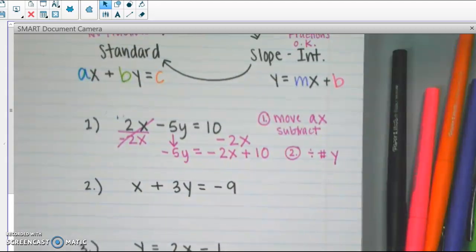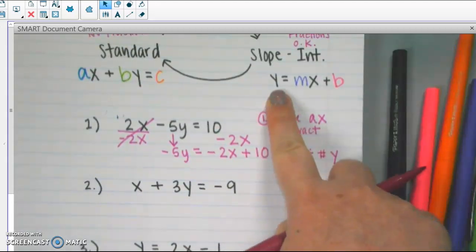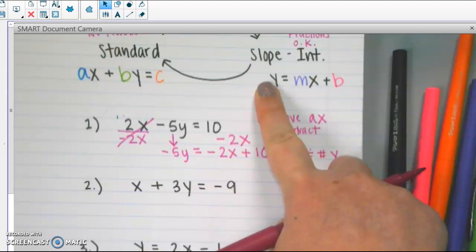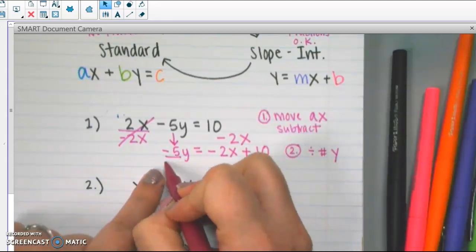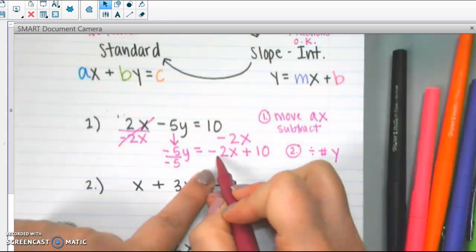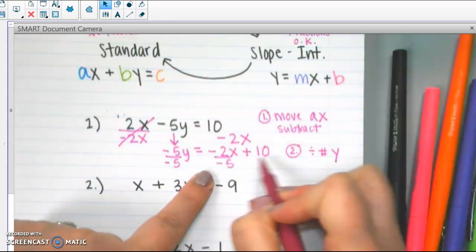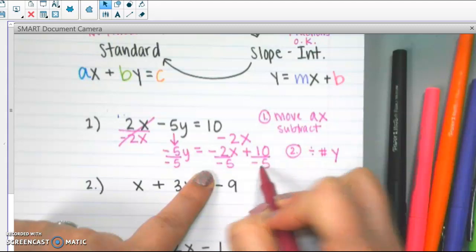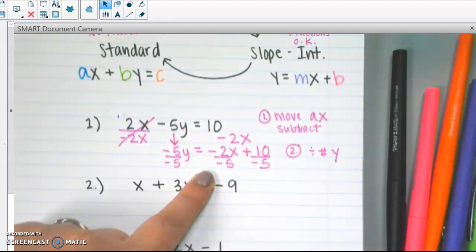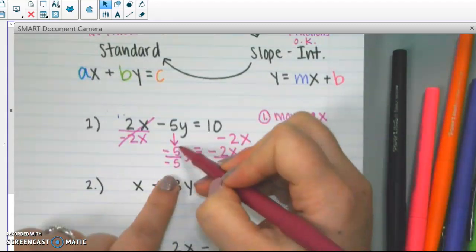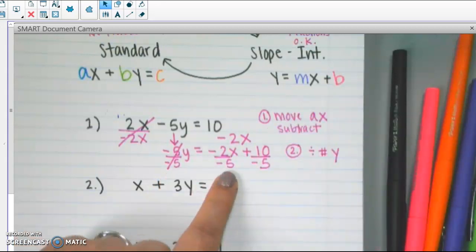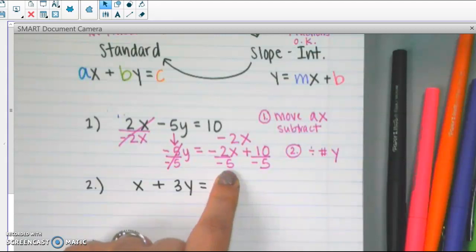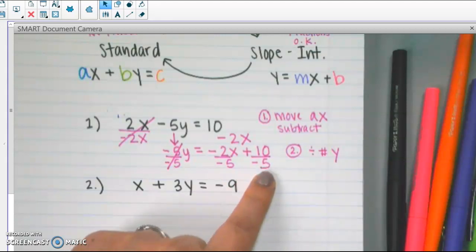Because we need y by itself, right? And in y equals mx plus b, there's nothing in front of the y. It's just y. So we need to get rid of this negative 5, and we're going to divide. And we're going to divide everything by negative 5, all 3. So it's going to cancel over there. And I also have to divide the negative 2x, and I have to divide the plus 10. Everything has to get divided.